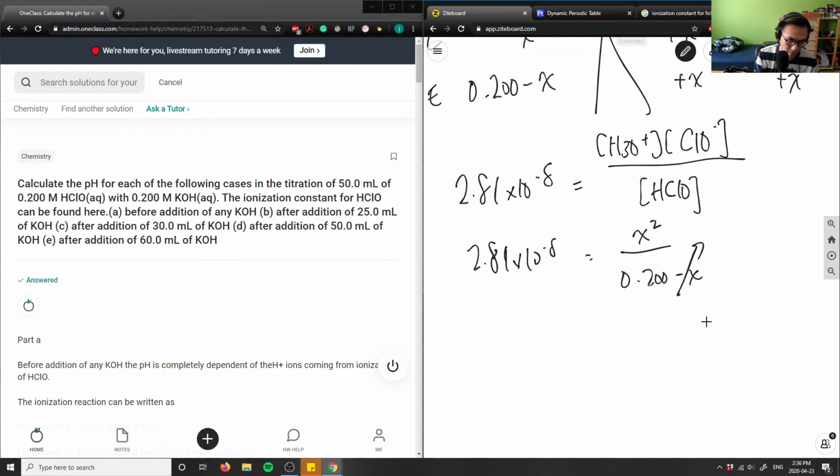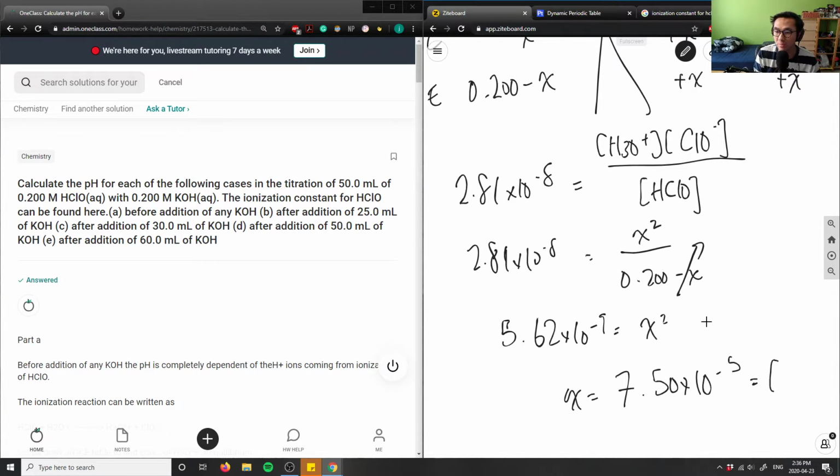So let me just use my calculator here. 2.81 times 10 to the negative 8 times 0.200. That's going to give me a value of 5.62 times 10 to the negative 9 equals x squared. I'm going to square root both sides to get x would finally equal 7.50 times 10 to the negative 5, and this would equal the concentration of my hydronium ion.